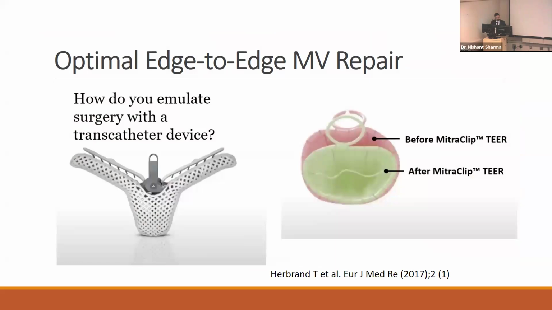So essentially, what are we trying to do with edge-to-edge repair? How do you emulate a surgical result with a transcatheter device? The original paper from Alfieri had a lot of annuloplasty designed into the procedure. And so the early thought was that this would be a criticism of MitraClip because we're not really getting that annuloplasty effect. But what we've come to realize over long-term CT data is that there is in fact a reduction in the AP diameter of the annulus. And so you are getting a pseudo annuloplasty effect, which is really important to note.